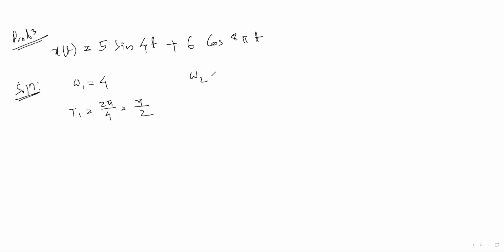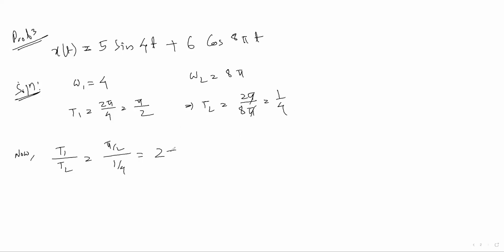What is omega 2 here? Omega 2 equal to 8 pi. Then what is T2? T2 equal to 2 pi by omega 2, omega 2 means 8 pi, pi cancels, 1 by 4. Understood? Now we have to check the condition. Now what is the condition? T1 by T2. T1 is pi by 2. What is the value of T2? T2 is 1 by 4.